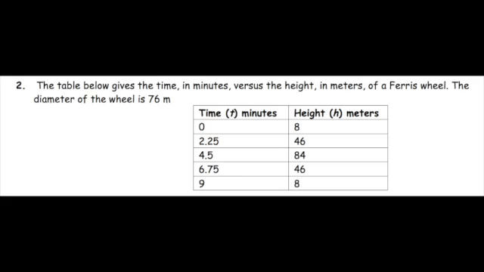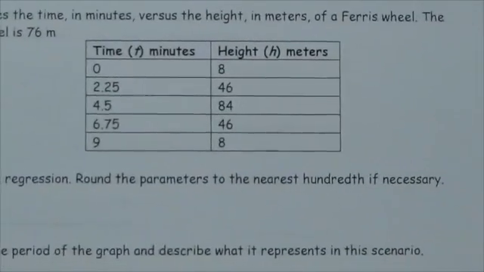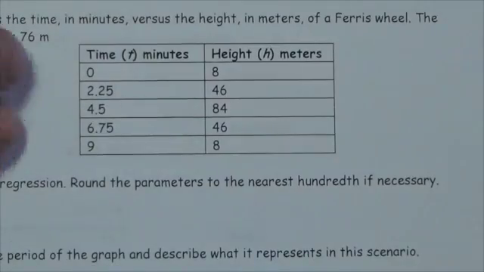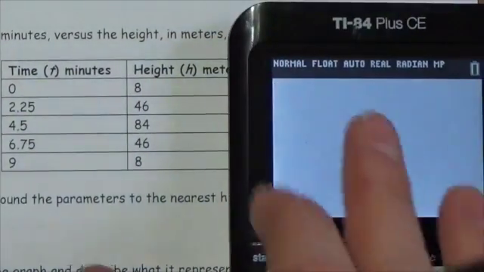So that's good. The table below represents the time in minutes versus the height in meters of a Ferris wheel. The diameter of the wheel is 76 meters. All right, so this next question here, again, we're talking about a Ferris wheel, and again, as with the previous question, we've been given data to enter, not an equation. So we're going to have to build the equation from this. So once again, we're going to have to put the data in here.